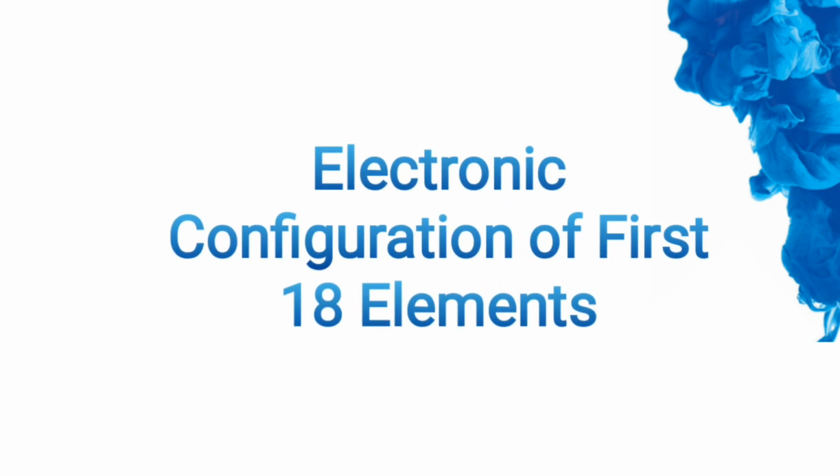Today's lecture is going to be very practical and interesting. We will apply what we learned in the last few lectures about 2n² rules, sub-energy levels, and principles of filling electrons like the Aufbau principle, Pauli exclusion principle, and Hund's rule. Today's topic is electronic configurations of the first 18 elements. We will go step by step from hydrogen, 1, to argon, 18.